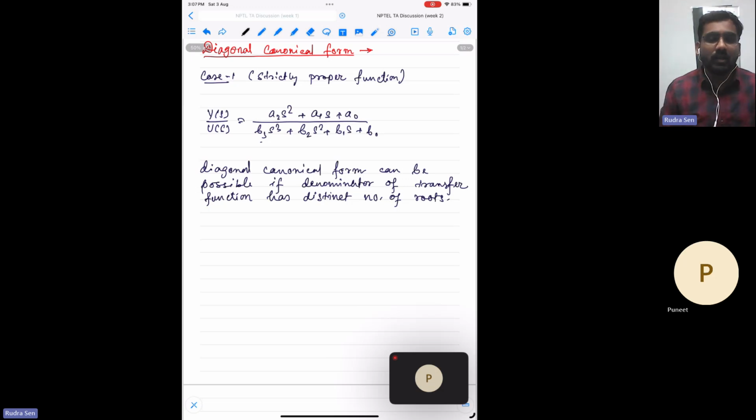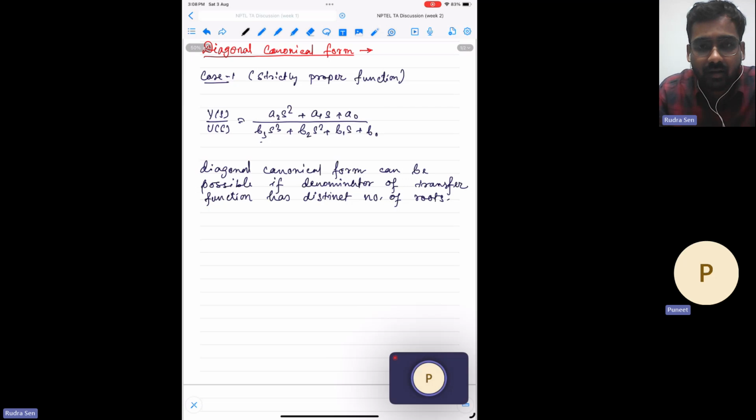But in that case it will not be the diagonal canonical form, not exactly diagonal canonical, because we get all the eigenvalues, or all the poles of the system, on the diagonal, but we can see that in the off diagonal there is some element, one, there. So it is not exactly diagonal, but it's a kind of semi-diagonal or upper triangular kind of matrix.